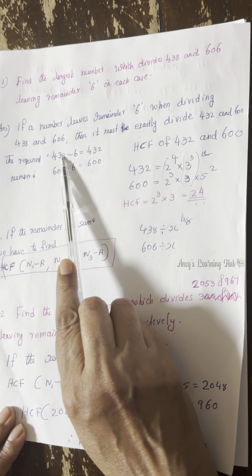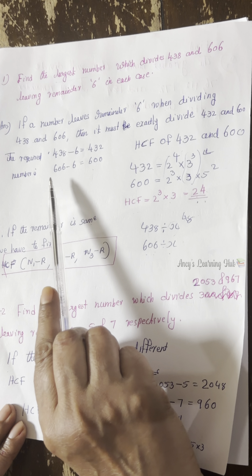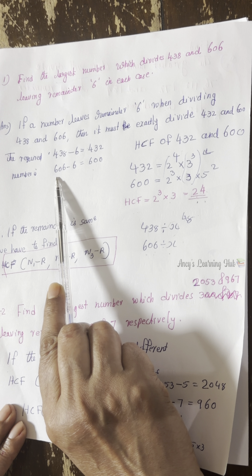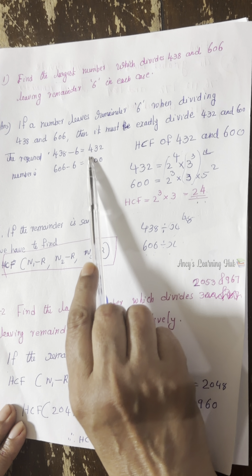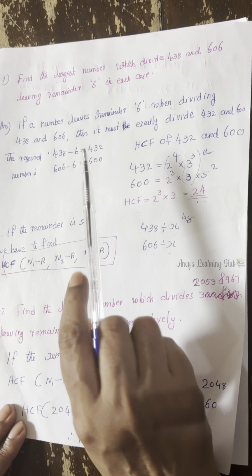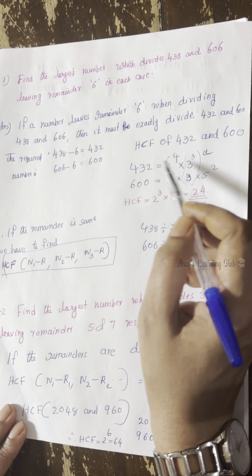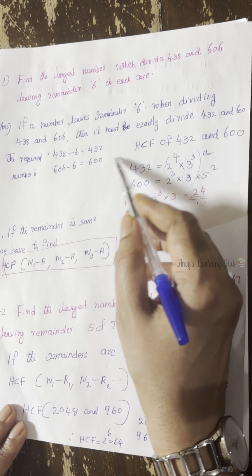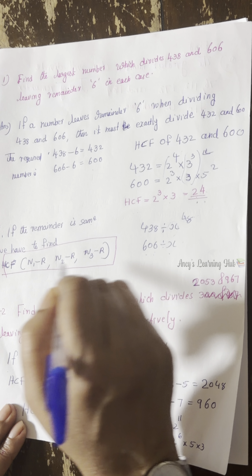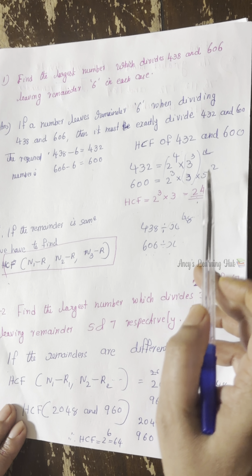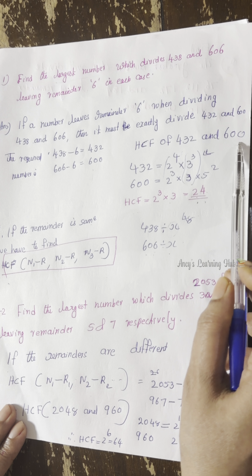To get the required number, we are subtracting the remainder from each number. So, from the first number 438 we subtracted 6, that is the remainder we need. Then from the second number 606 we subtracted 6. So, we got two numbers again and we can find the HCF of 432 and 600. That means we subtracted the remainder from each number and we find the HCF of the numbers we get. So, here, HCF of 432 and 600.